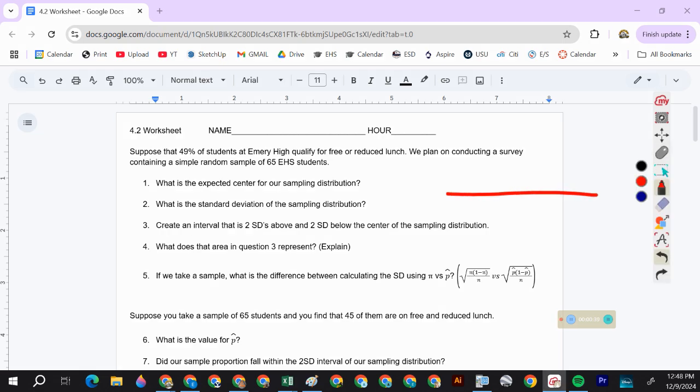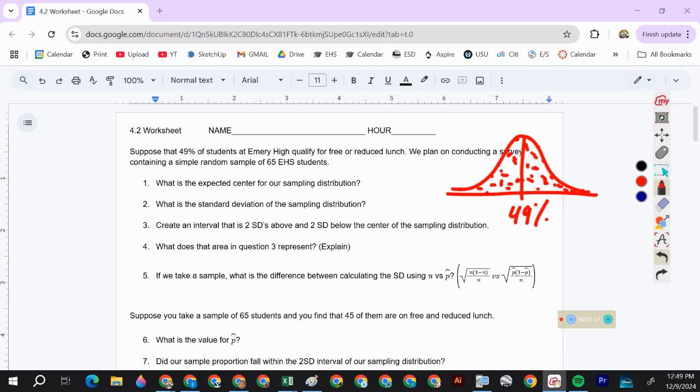So we're going to do a whole bunch of samples, and when we're done, the sampling distribution should be normal, right? Every sampling distribution is normal, even if the data is not normal. Okay, so this should build a nice normal curve. What would we expect the center of that curve to be? It should be 49%, because that is the population parameter.